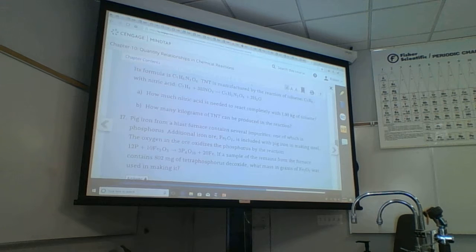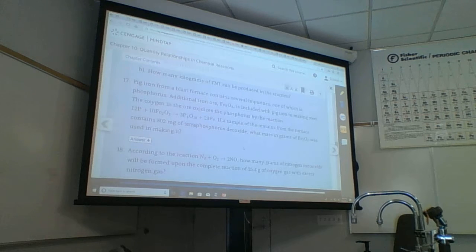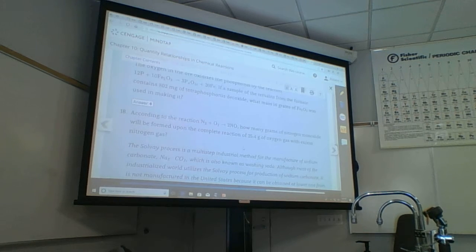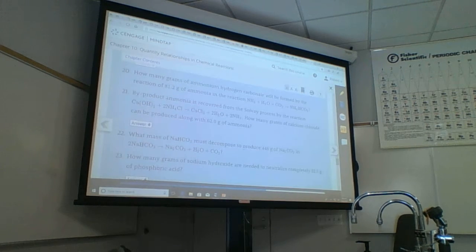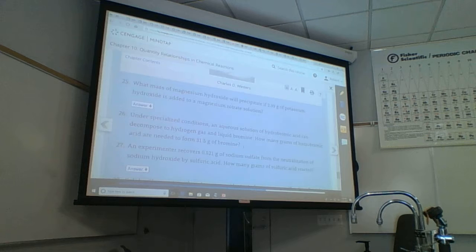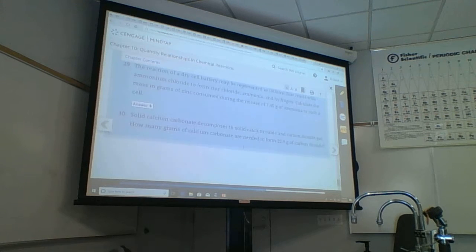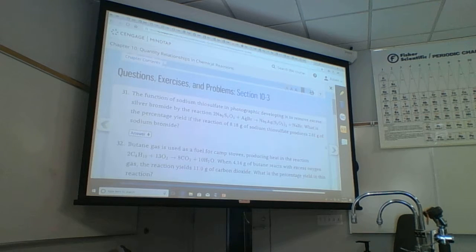Pig iron. Straight stoichiometry. Solvay process, straight stoichiometry. Chloride, all these are straight stoichiometry. Let's see when we hit something different. So lots of standard stoichiometry problems here. Some of them we have to figure out the equation, like the combustion, others they give it to us. This is not. And starting with 31 here.